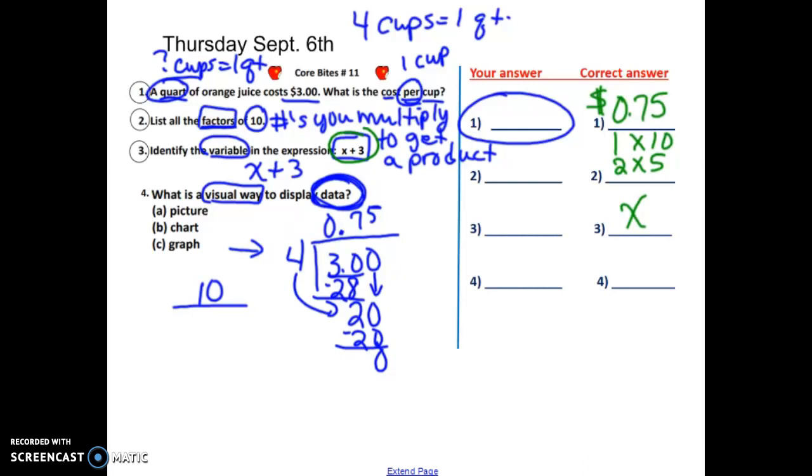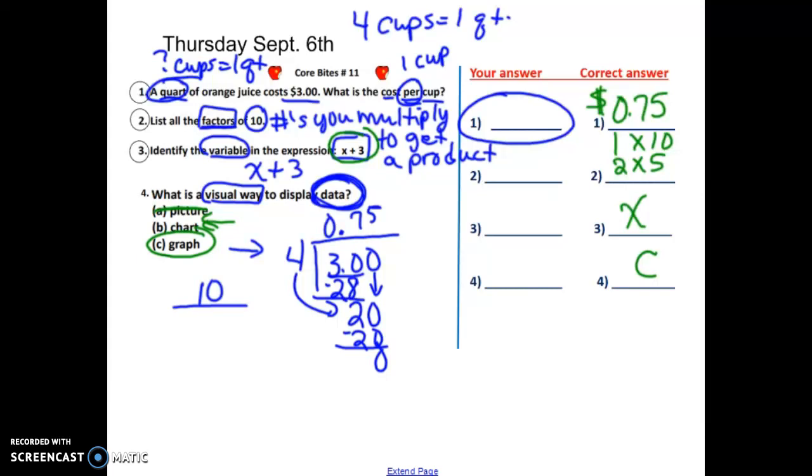And number 4, the answer was C, a graph. The best way to display data is through some type of graph, a bar graph, a line graph, a line plot that we'll talk about later on this year. A picture is not the best way. And a chart, this is too vague. What kind of chart? It doesn't really say. It doesn't give us enough information. So graph is the best way to display data.